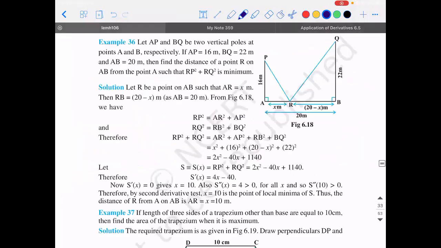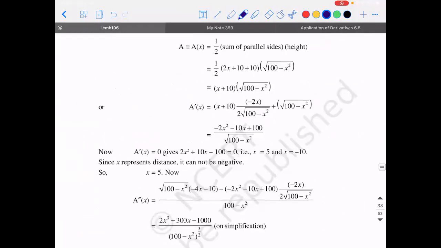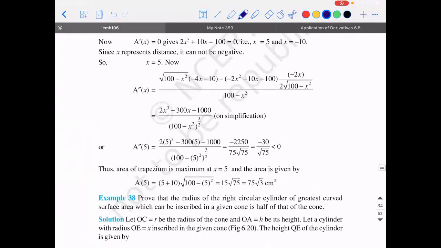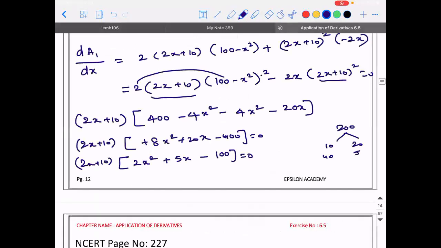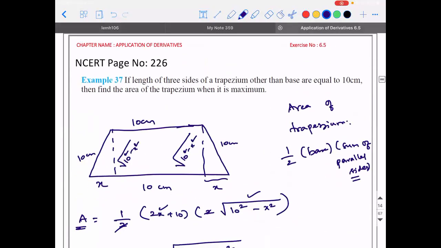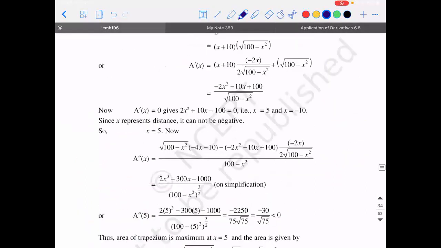What did they get? Sir, should the sum of parallel sides be 2x plus 20, sir? No, it will be 2x plus 10 only. There is no mistake there. These are the parallel sides, no? Base is 2x plus 10. Just checking what did they do.